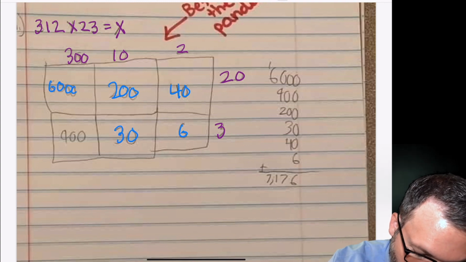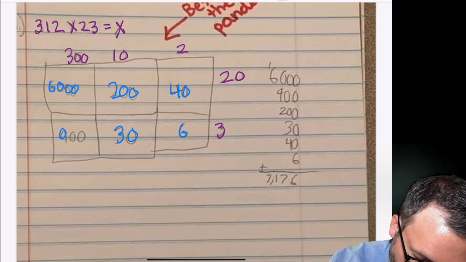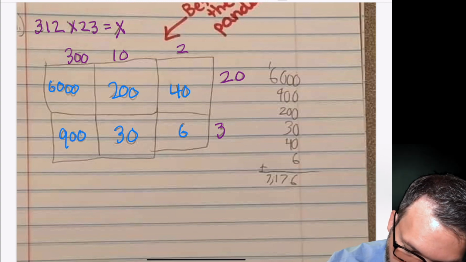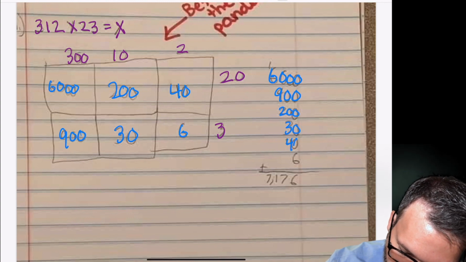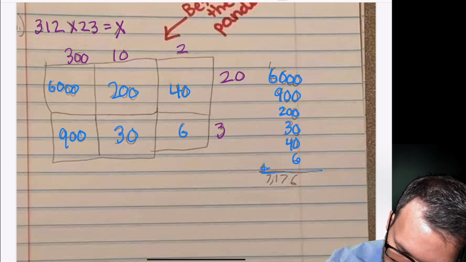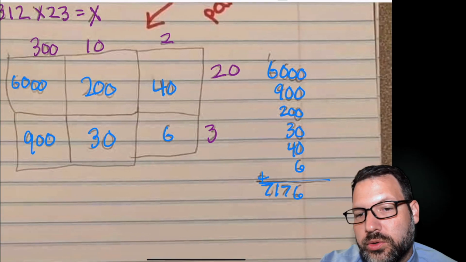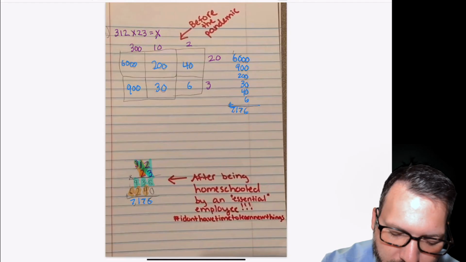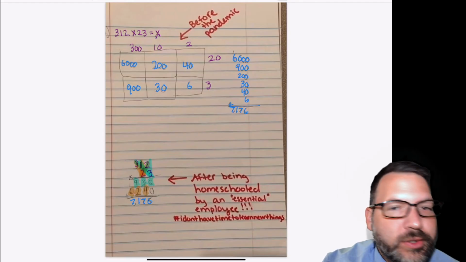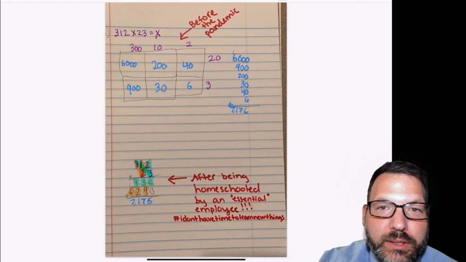300 times 20, 6,000. 300 times 3, 900. And then over here, we just add all of this together. 6,000, 900, 200, 30, 40, and 6. And again, that's where we end up getting 7,176.